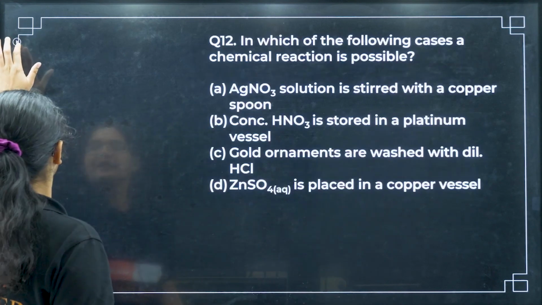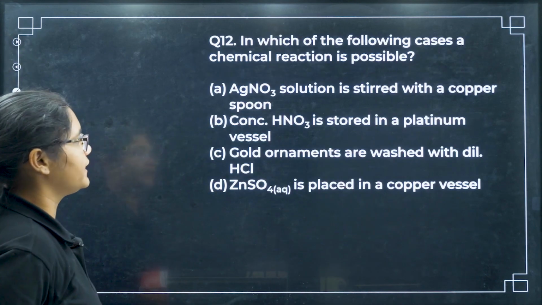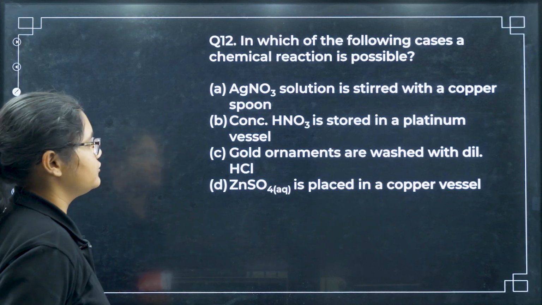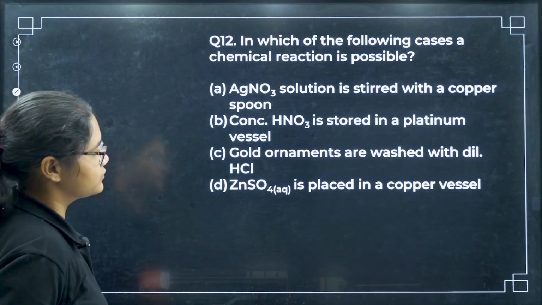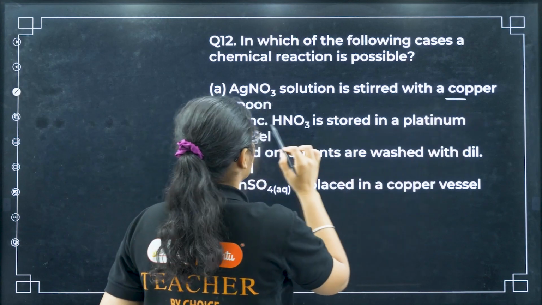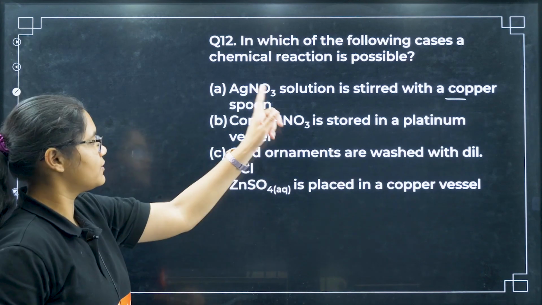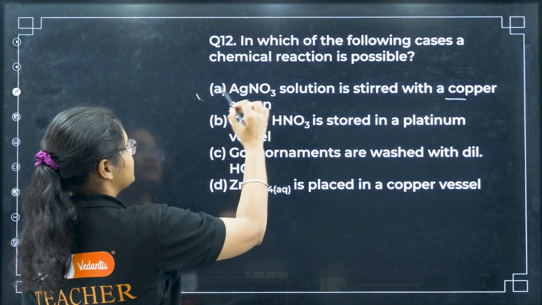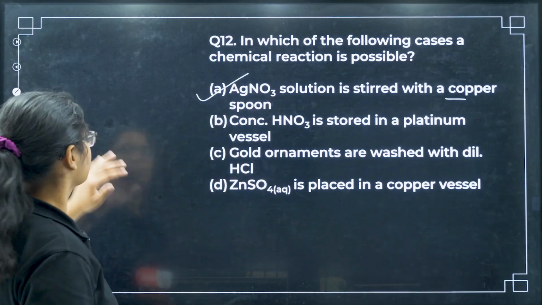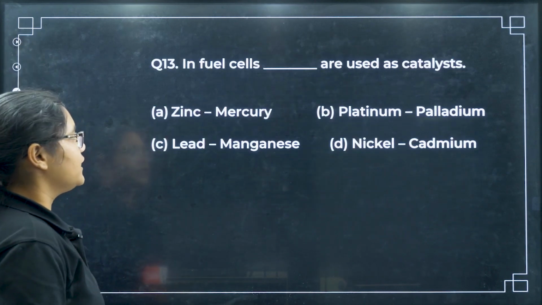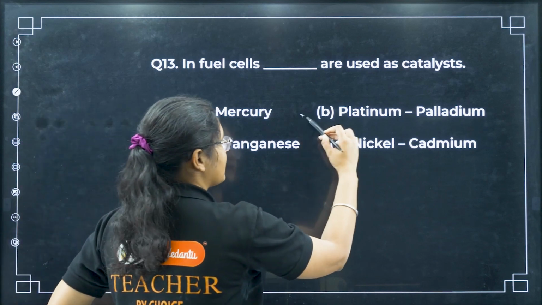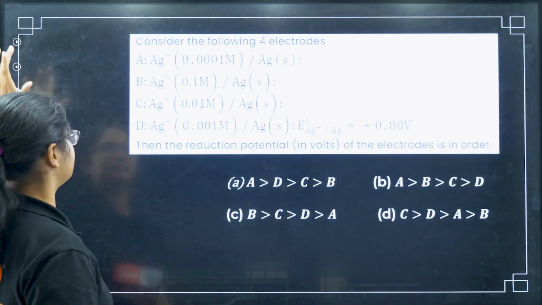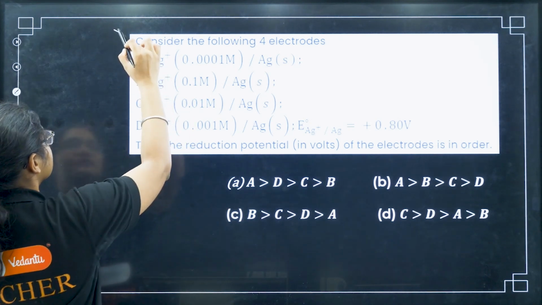Okay. Next, in which of the following cases a chemical reaction will take place? So silver nitrate solution is stirred with a copper spoon. So if we know that copper is more reactive than silver, so copper will displace silver and copper nitrate will form. So reaction will take place in this case, so option number A. Next, in fuel cells, dash are used as catalyst, platinum and palladium are used as catalyst. Theoretical fact based question. This is an important question here.